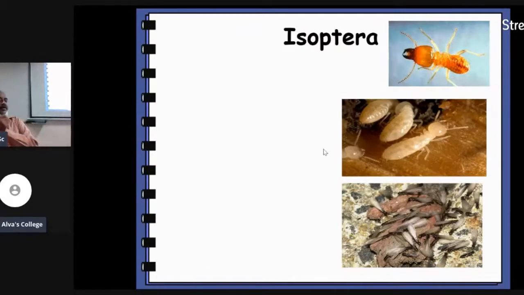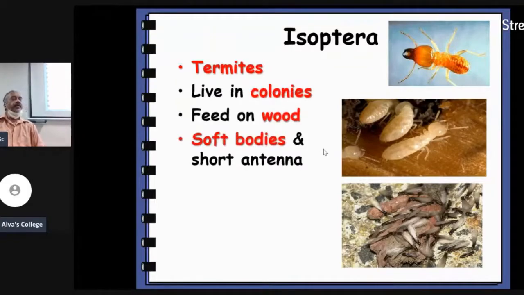Now we move on to another very interesting and economically important group called Isoptera. I'm sure you all must have heard of isosceles triangles, triangles in which all three sides are identical. Similarly, termites bear wings which are identical in nature. You can see they're soft-bodied, white in color, and soil-bound. They help in decomposition of matter in the soil, like bark, roots, leaves, and other parts of the plant, both soft and hard.